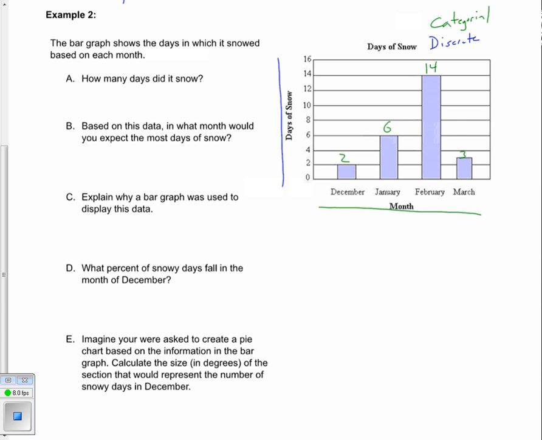So 2 plus 6 is 8, plus 14 is 22, plus 3 is 25. So in total, it snowed 25 days in that particular winter.